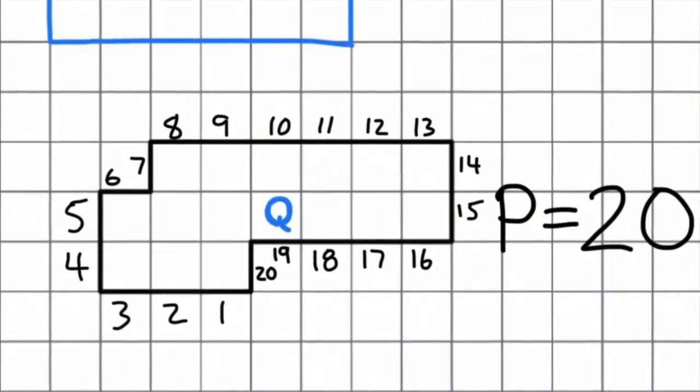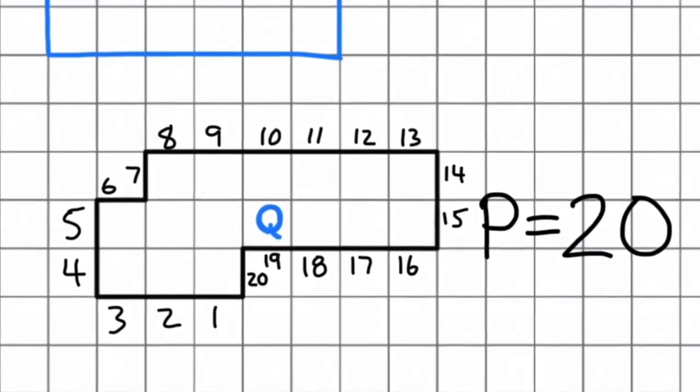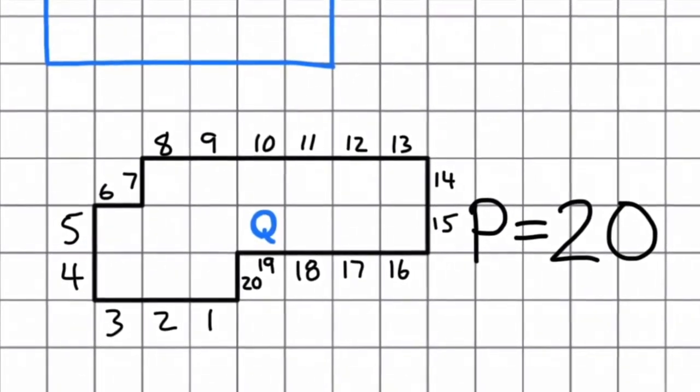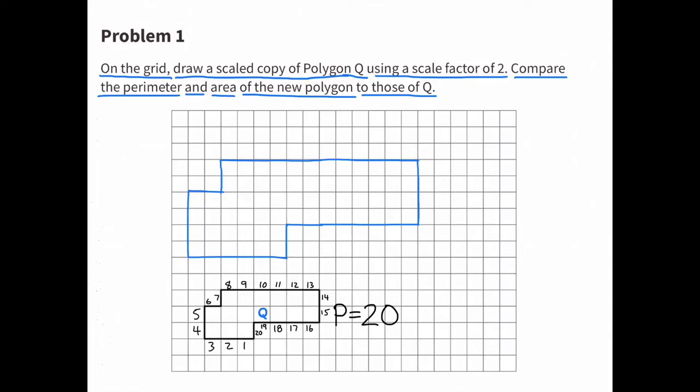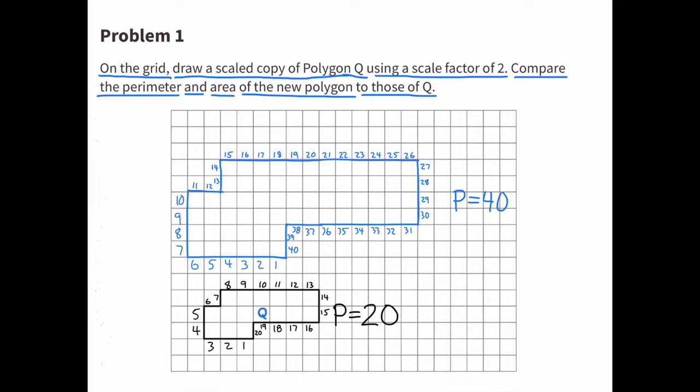Since they're asking us to draw a scaled copy of polygon Q using a scale factor of 2, polygon Q's perimeter would be multiplied by 2, or the polygon's perimeter would be twice the size. Not only is the perimeter twice the size, but each line segment around the polygon is twice the size.